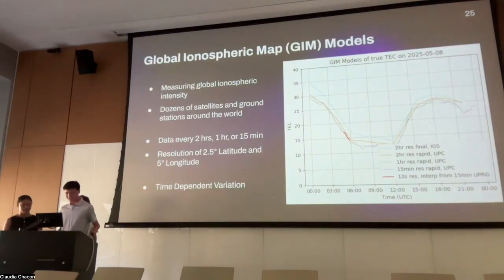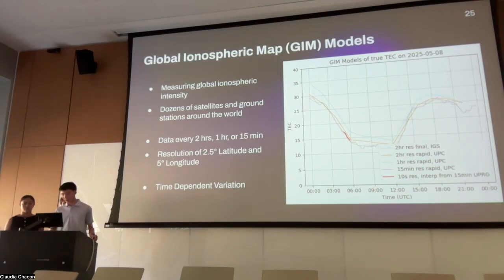Another thing we looked at was global atmospheric map models, which basically modeled the atmosphere around the entire world. These data sets had lots of points around the world, but they were pretty coarse data, only about 2.5 degrees of latitude and 5 degrees of longitude. So this does not give us specific ionospheric values for every point in the sky, but we were able to give a baseline for how much ionospheric activity there was at a given time.